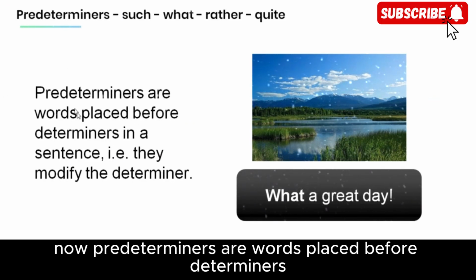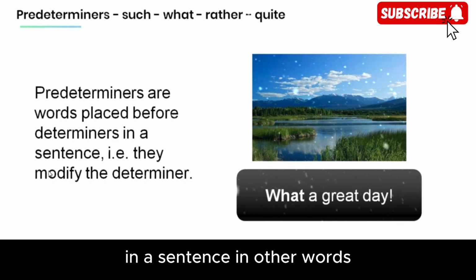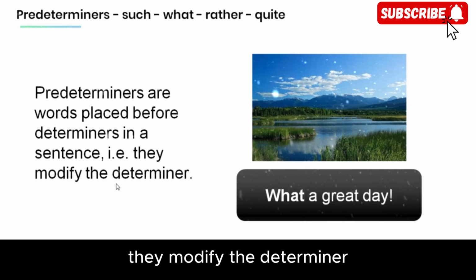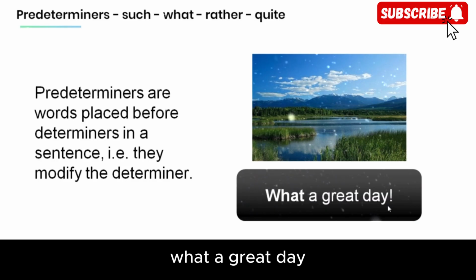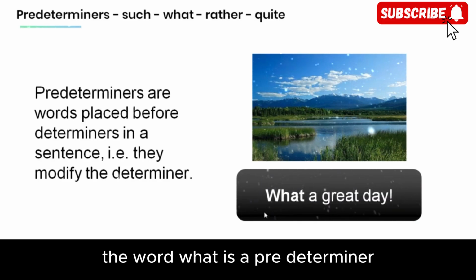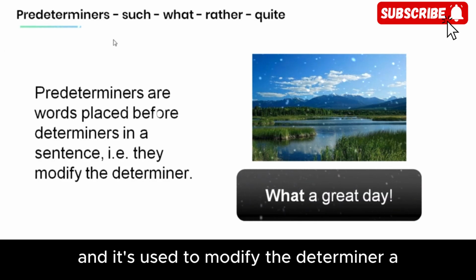Now, predeterminers are words placed before determiners in a sentence. In other words, they modify the determiner. Have a look at the example over here. What a great day! The word what is a predeterminer, and it's used to modify the determiner a.